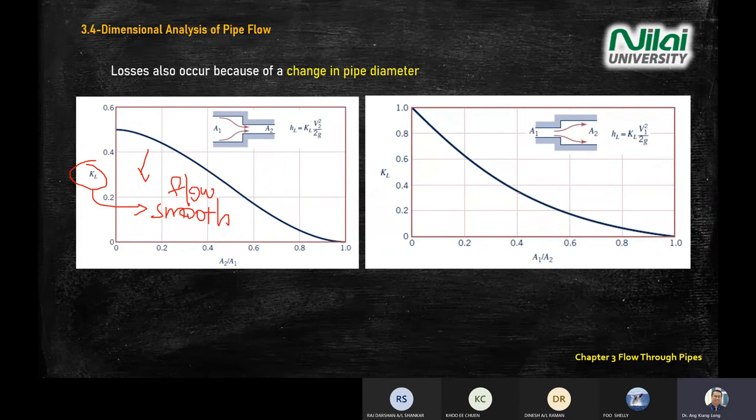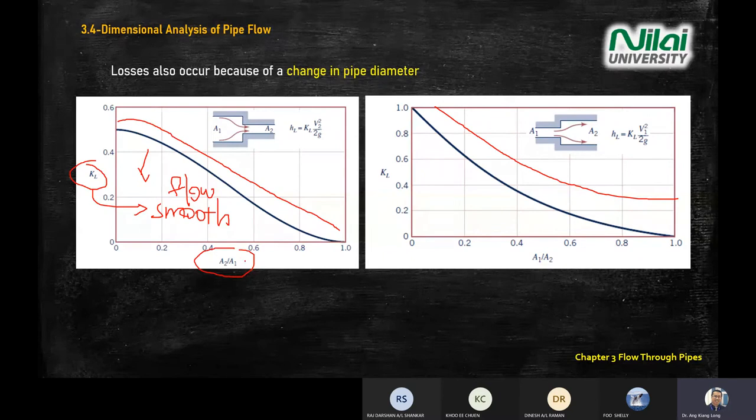Now, from the right-hand side, if you take A1 divided by A2, the shape of the graph is different. It's a bit curved, like this. If you compare side by side, they are a bit different. The axis at the bottom is different: one is A2 divided by A1, the other is A1 divided by A2. The diagrams are also different. On the left, A1 is bigger than A2. On the right-hand side, A1 is smaller than A2.